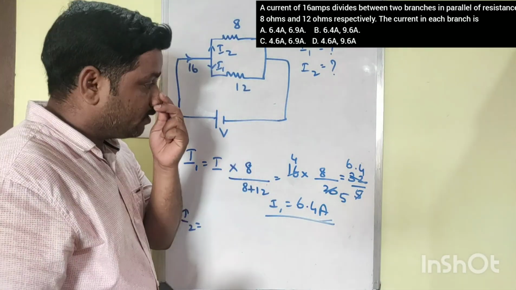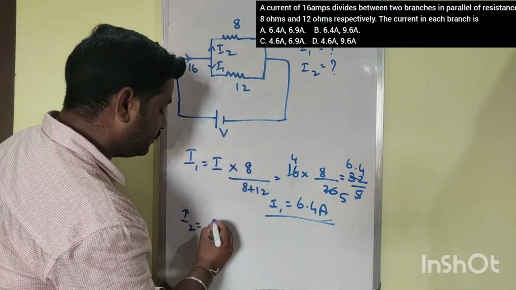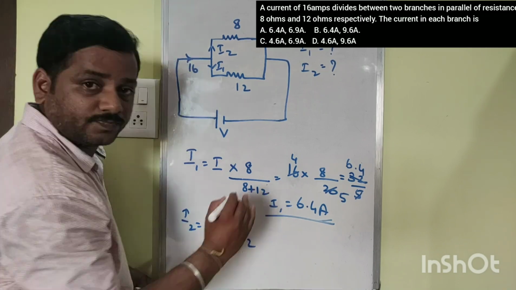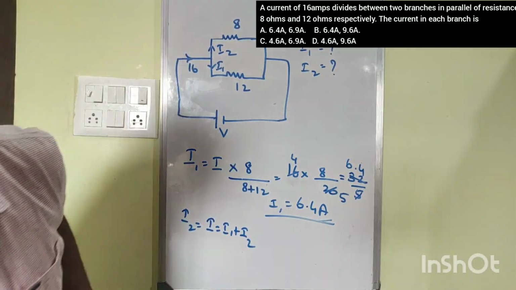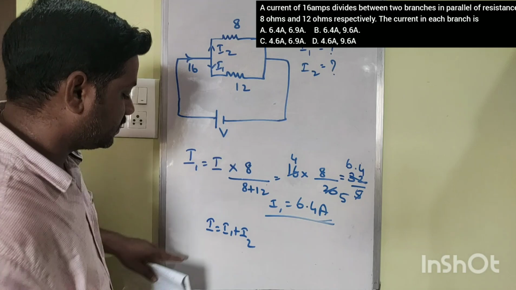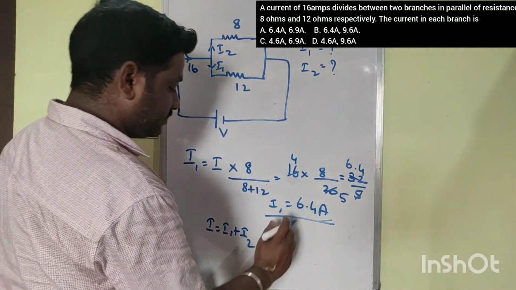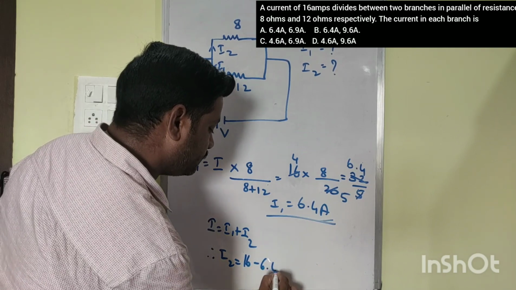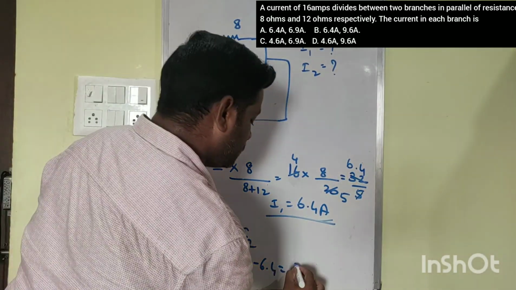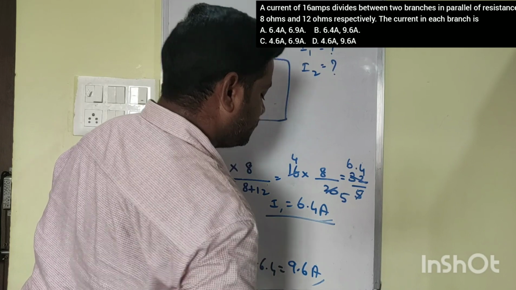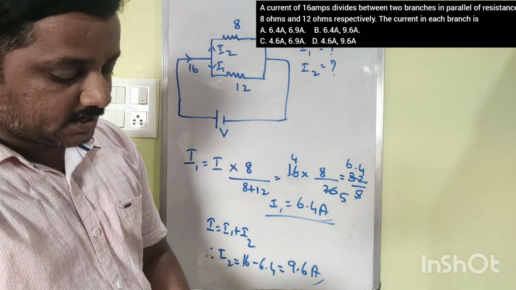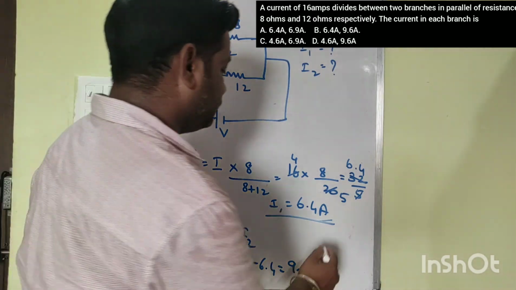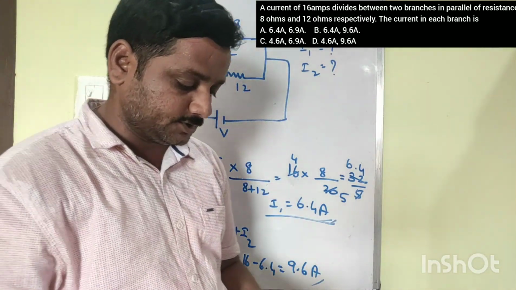That is one method. Or you can also do it like this. We know that total current I is equal to I1 plus I2. This is simple. As we all know, I is 16 and I1 is already calculated. Therefore I2 will be equal to 16 minus 6.4, which is nothing but 9.6 amps. So select that option and click answer. Option B will be the answer for this question.